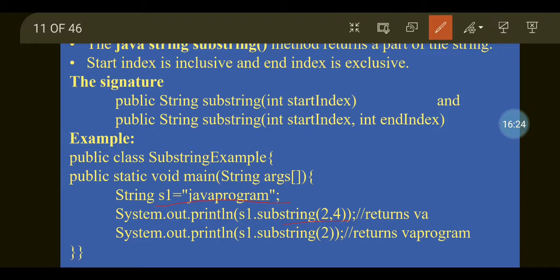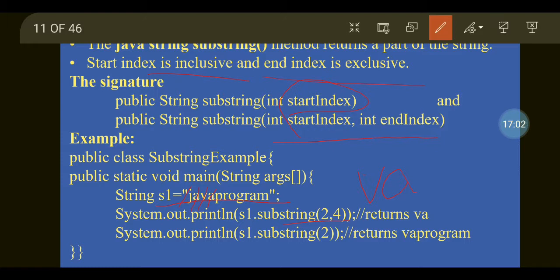the starting index, so we have come to know that the syntax contains an index. Index always starts at 0. The first position is 0. So j will be pointed as 0 and a will be pointed as 1 and v will be pointed as 2. So v will be returned and then 3. So a will be returned. So from the syntax, we have clearly known that the starting index is inclusive and the ending index is exclusive.